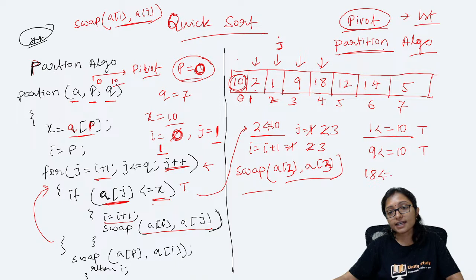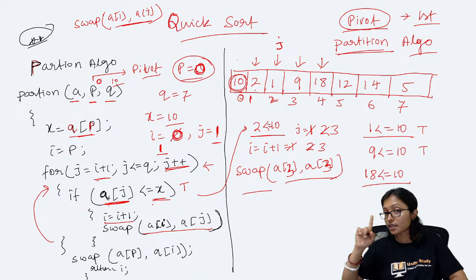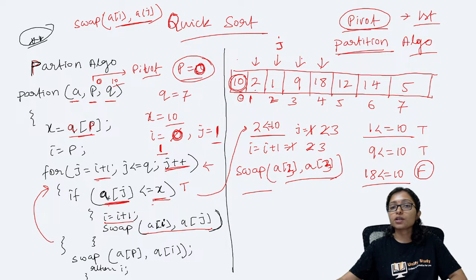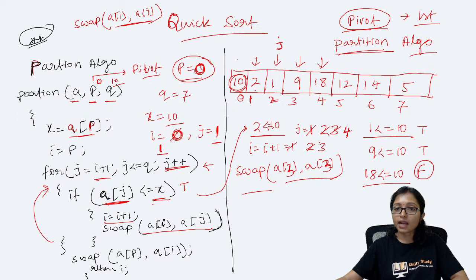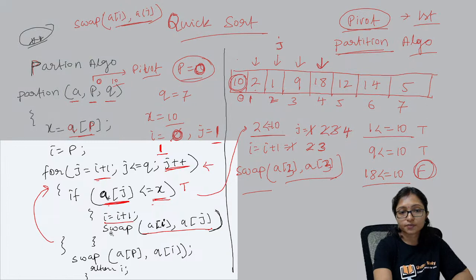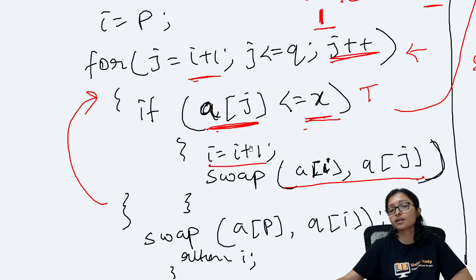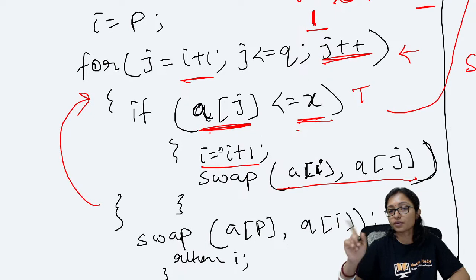18 is less than or equal to 10? Here this condition is false. 18 is less than or equal to 10 when j value was 4 and i value was 3. Now this condition is false. As this condition is false, what will happen now? As this condition is false, that's why this i value will not be incremented. I incrementation will not be done.